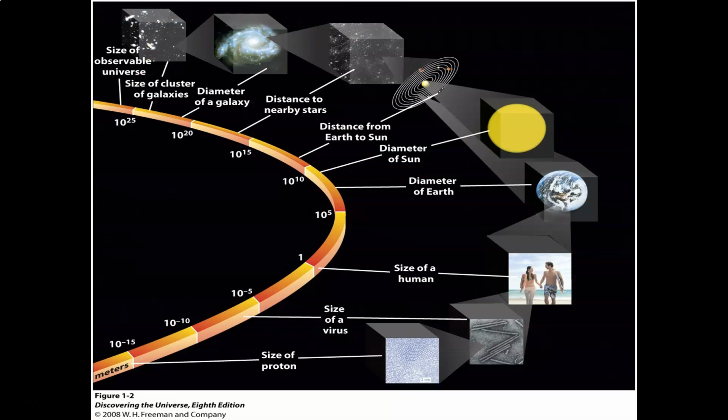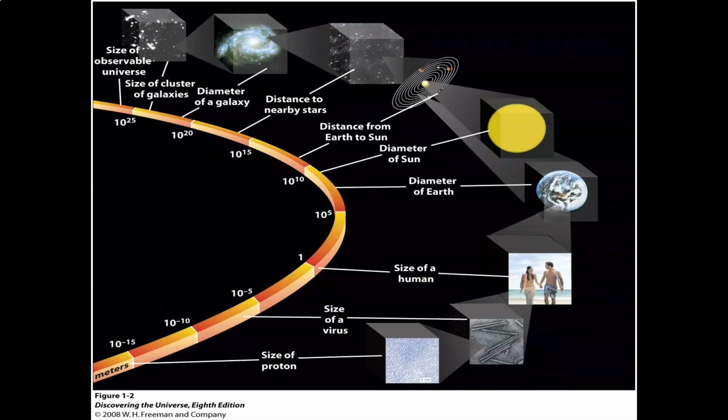I want to show you a comparison of scale. This is, of course, from a book from Freeman and Company, which is a very normal astronomy undergraduate book. But you can see that 10 to the minus 15 means you put 15 zeros in front of the 1 to make it small. So it would be 0.000000000000001, right? That is 10 to the minus 15th. That is the size of a proton.